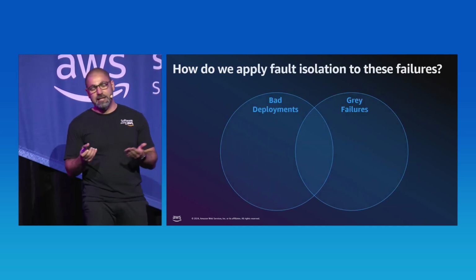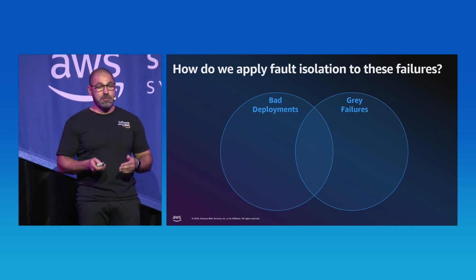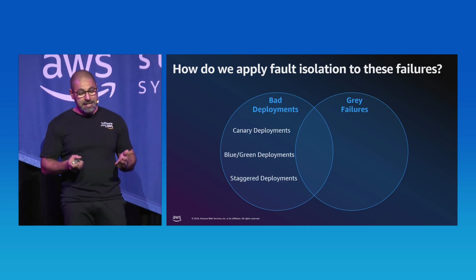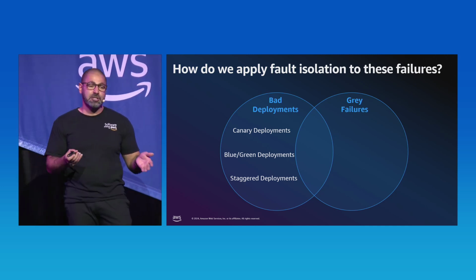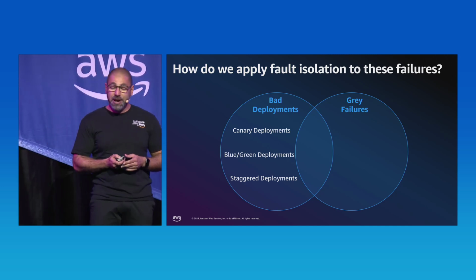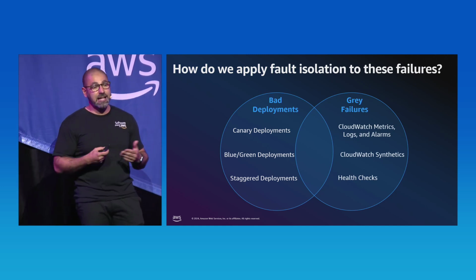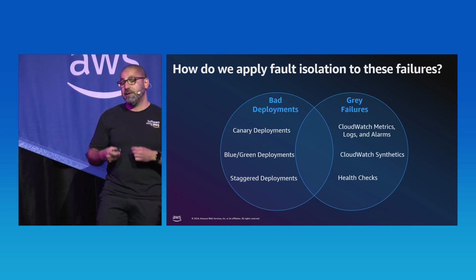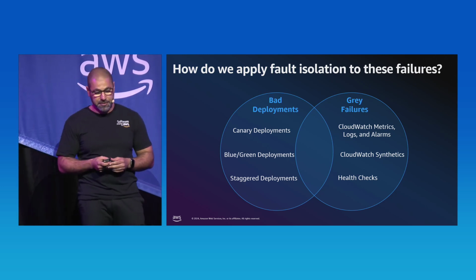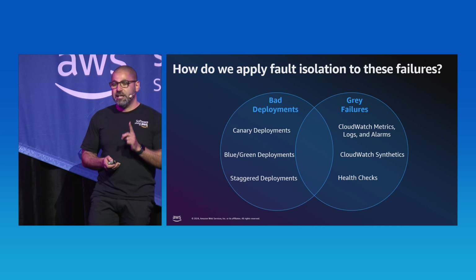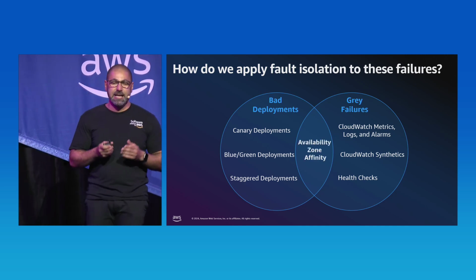Bringing these two failure scenarios together. For bad deployments, we could reduce the blast radius by looking at safe deployment strategies, like canary or blue-green or staggered deployments. For grey failures, we can use a combination of AWS services coupled with health checks to detect any issue that may be apparent and to do the right course of action as a result of that. There is one strategy that applies to both scenarios, and this is what we call AZ affinity.